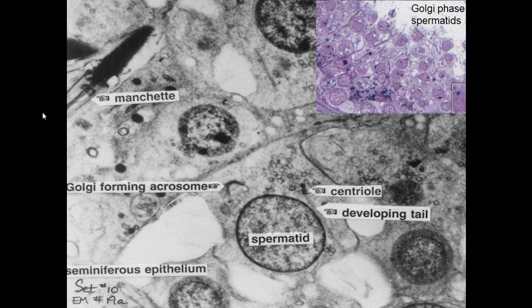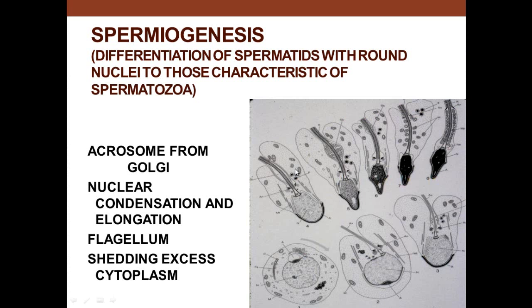And then in mature spermatids, we can see the manchette. This is a corset of microtubules surrounding the tail and associated with elongation of the nucleus. So these are mitochondria of the Sertoli cells here, mitochondria of the germ cells are quite different.